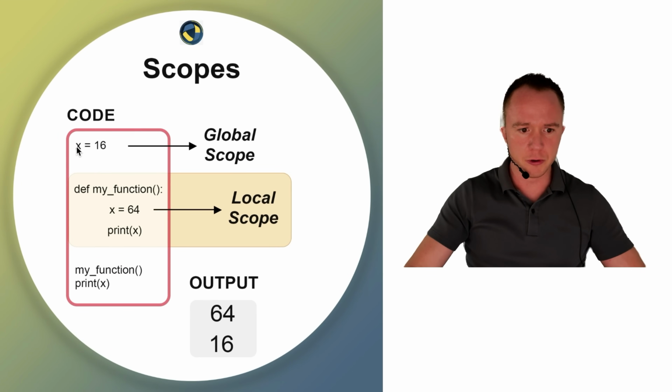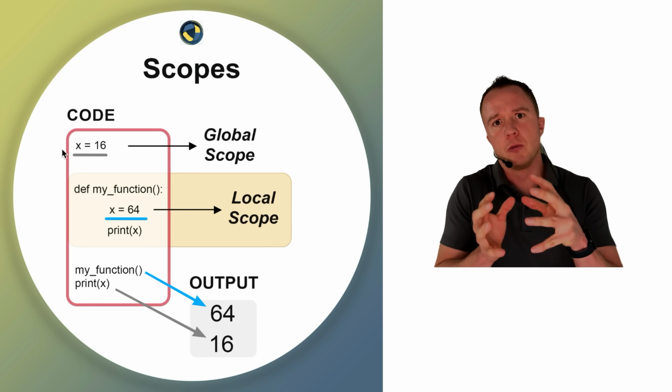Let's say you have a code x equals 16. You define a function where you set x to 64 and print x. You call my function and print x. My function will give you an output 64 because that's what x is inside of the function, but that will not actually change anything about the global x variable. When you then print x, x is still 16. So this x and this x are 2 different variables.